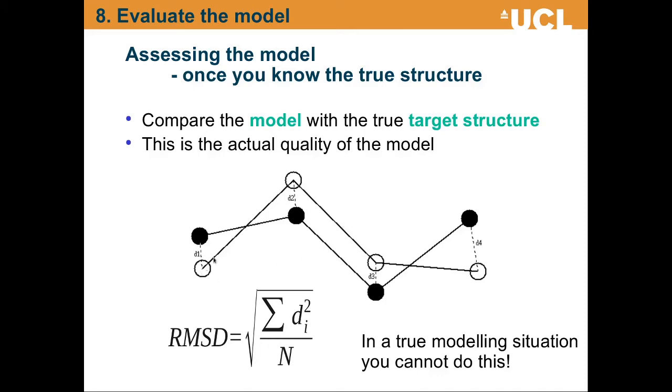Now, for each equivalenced position, we calculate a distance. And then the root mean square deviation is exactly what it sounds like. So it is the square root of the mean, which is the sum divided by the number, of the squared deviations. Remember, in a true modelling situation you cannot do this, but once you know what the correct answer is, you can.